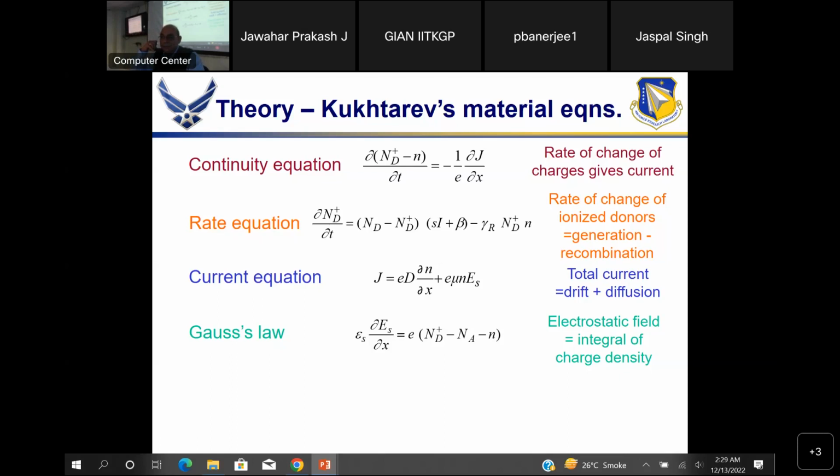Okay, that's when these Kukhtarev equations were first published in, guess where? The Soviet journal, like JETP. And then later on, of course, was translated and so on. So a little bit of history about Kukhtarev.